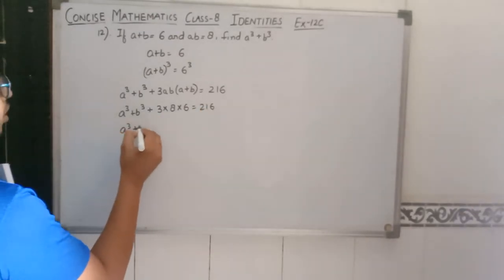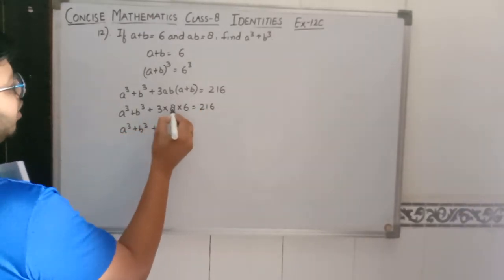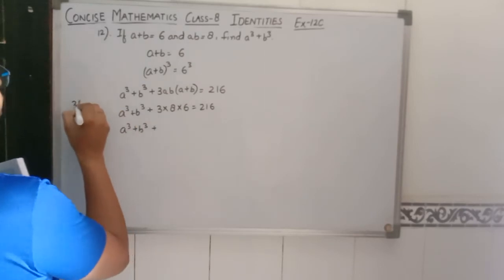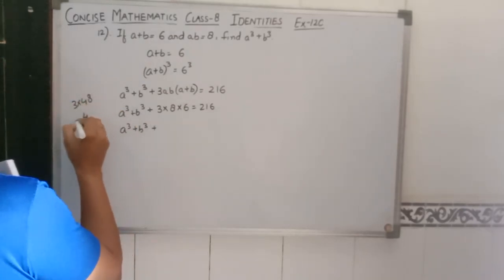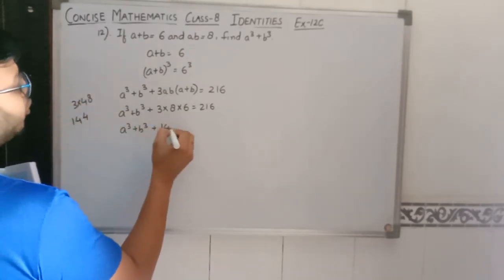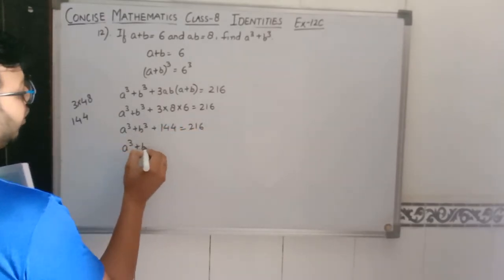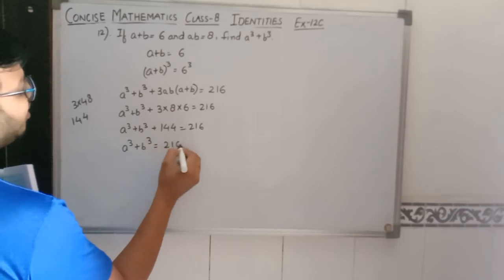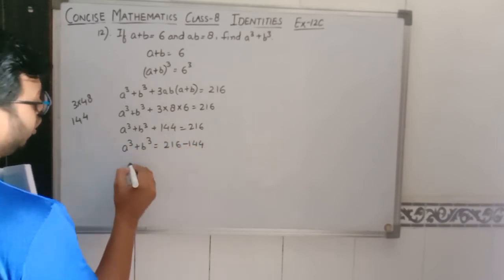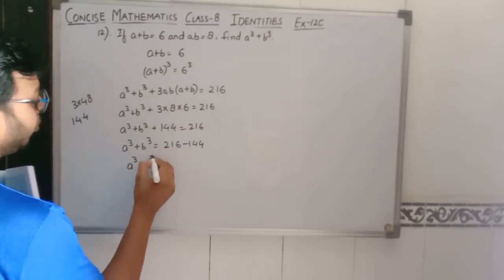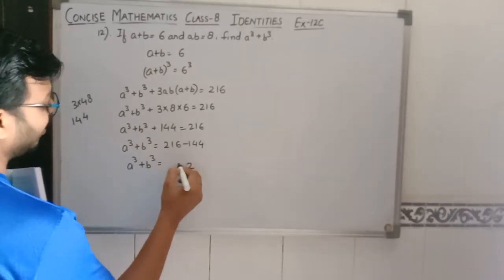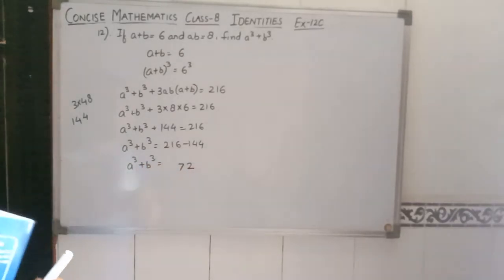So a cube plus b cube plus, 8 sixes are 48, 3 into 48 is 144, is equal to 216. So a cube plus b cube is equal to 216 minus 144. So overall the answer of a cube plus b cube will become 72. So 72 is the final answer.